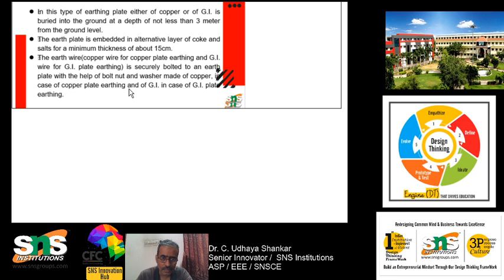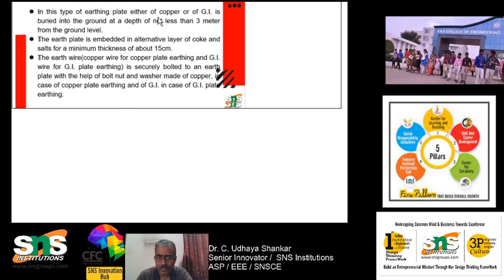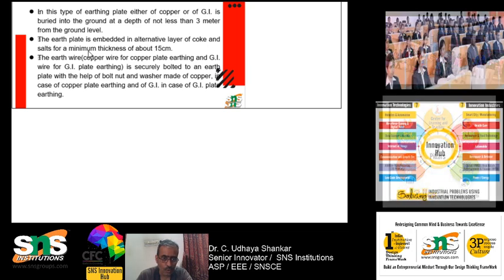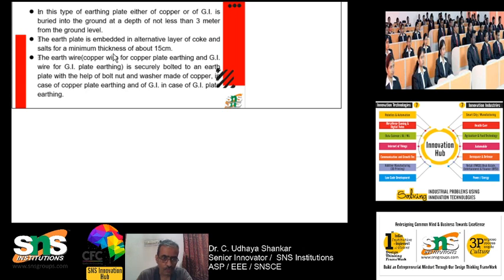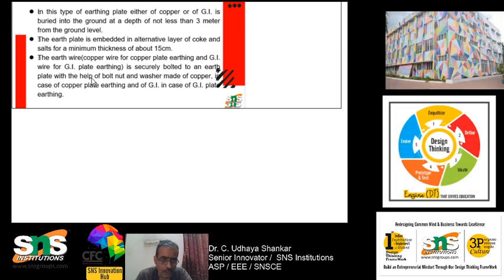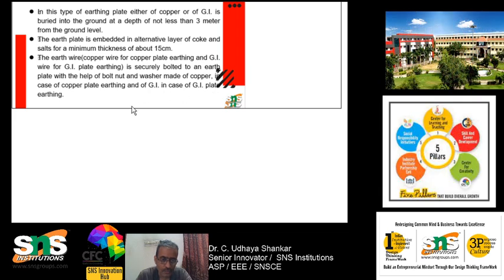So what do you mean by plate earthing? In this type of earthing, a plate of copper or GI is buried in the ground at a depth of not less than 3 meters from the ground level. The earth plate is embedded in alternate layers of coke and salt with a minimum thickness of about 15 centimeters. The earth wire, a copper wire in the case of copper plate earthing and GI in the case of GI plate earthing, can be securely bolted to the earth plate with the help of a bolt, nut and washer made of copper.